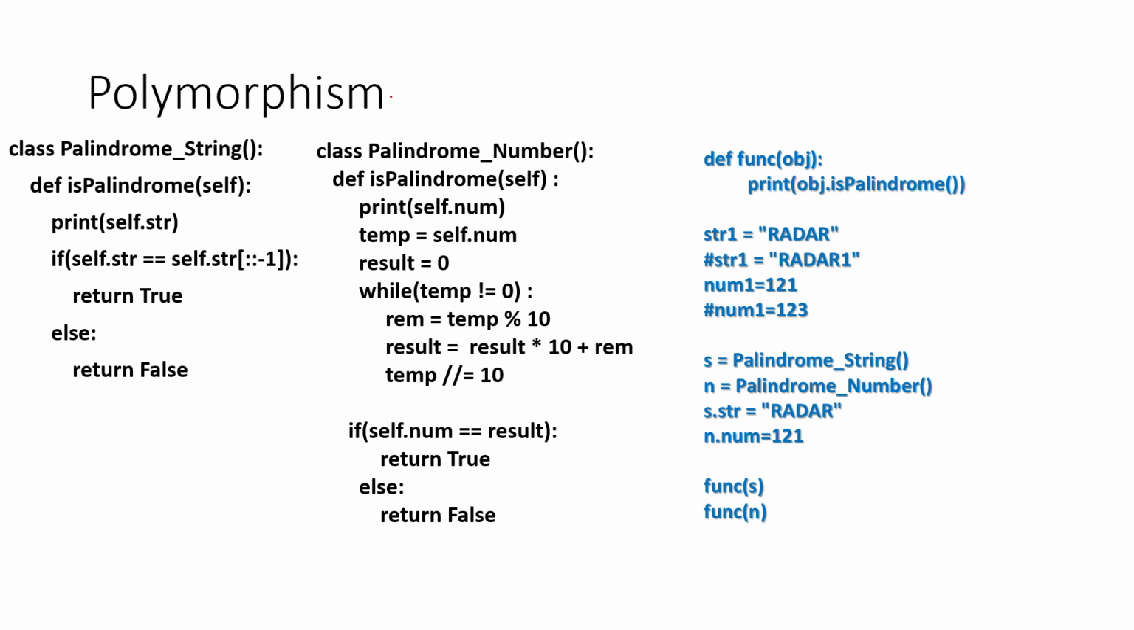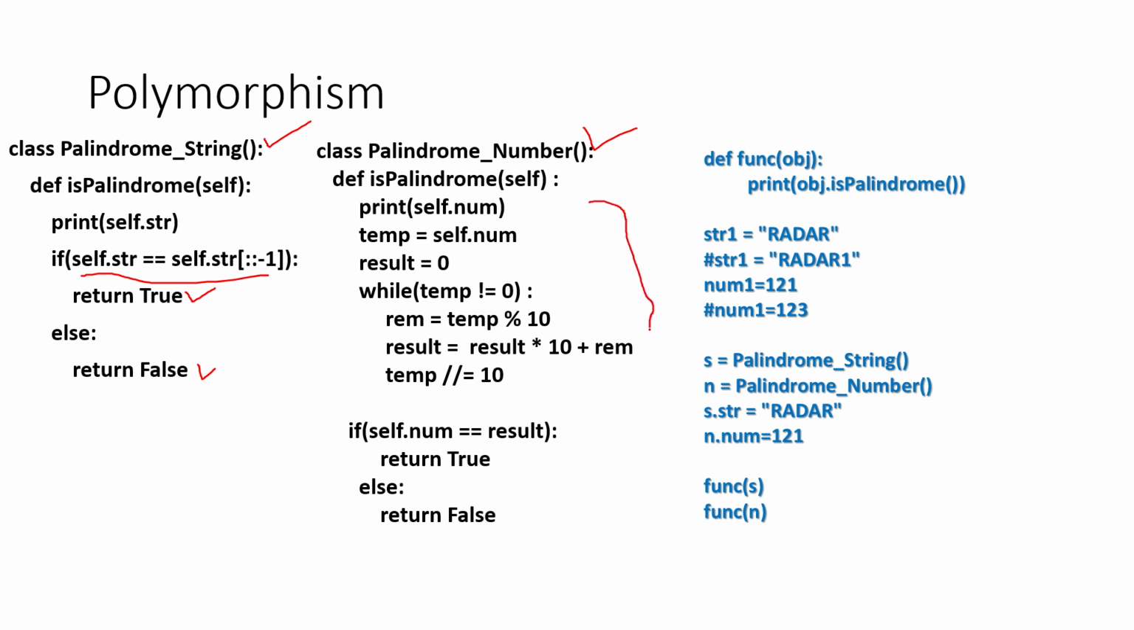show this polymorphism. I'm having now two classes, one for testing the palindrome for the string, the other one for the number. I'm checking whether it is a palindrome or not. I'm using the slicing method to reverse the string. I'm comparing that with the original string. If same, returns true; if not same, returns false.